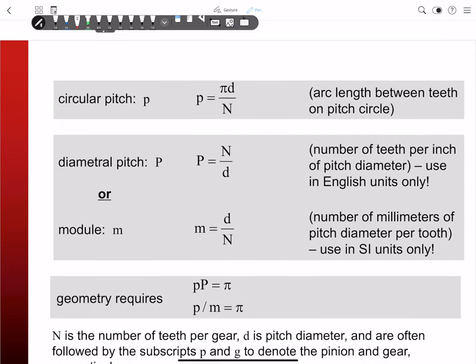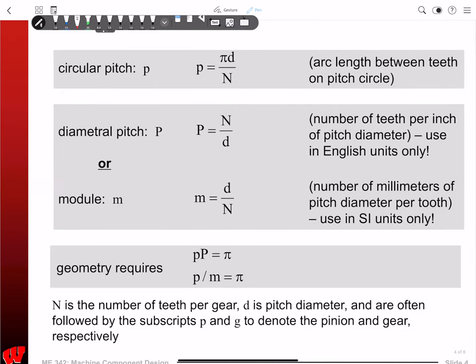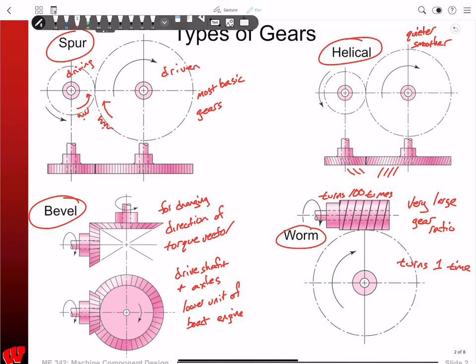All right, so some basic terminology here. When we look back at this, we can say, all right, well, the gear ratio. Let's call this the pinion. So if this is the driving, we also call this the pinion, and we call this the gear. So in general, pinion is driving, and then gear is driven.